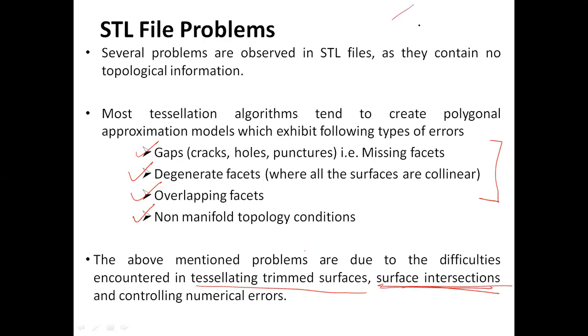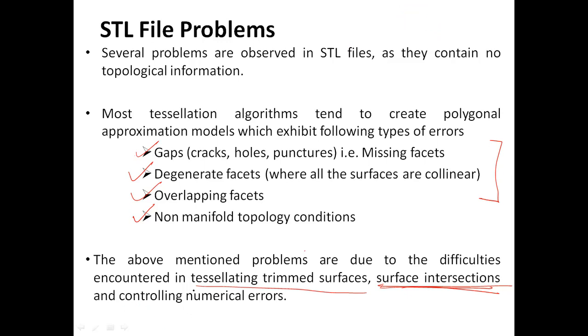Then there are places where surface intersections are happening. If you have one surface like this and there is another surface like this, and you have trimmed this surface to eliminate this part, then sometimes you get these problems very commonly.